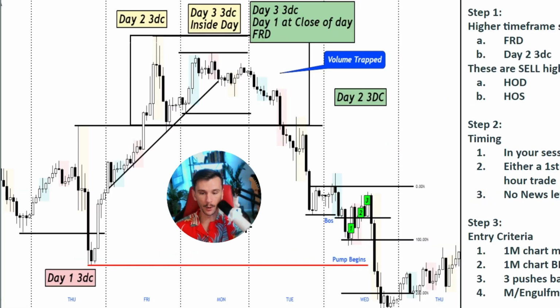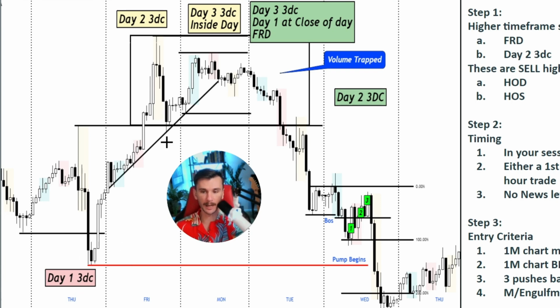So over here looking at Thursday, Friday, this was the end of the previous week, Monday, Tuesday, Wednesday, and you can see now that we have a failed breakout at the high of the week. Again, learning how to identify day one of the 3-day cycle. We had day one, 3-day cycle down here on Thursday, failed breakout at the low of the current week and where the pump has began.